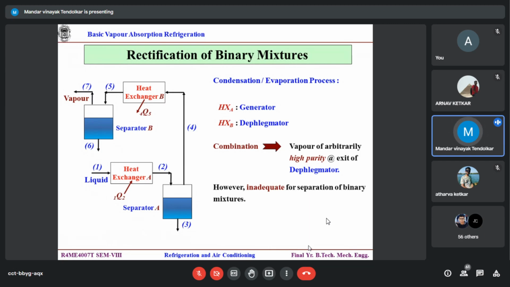However, this is inadequate for the separation of the binary mixture. Inadequate in the sense, a very, very lengthy process, a very, very bulky system it would be, correct? Because you go on adding the number of heat exchangers and then liquid separation, vapor separation, then again heat addition, etcetera.